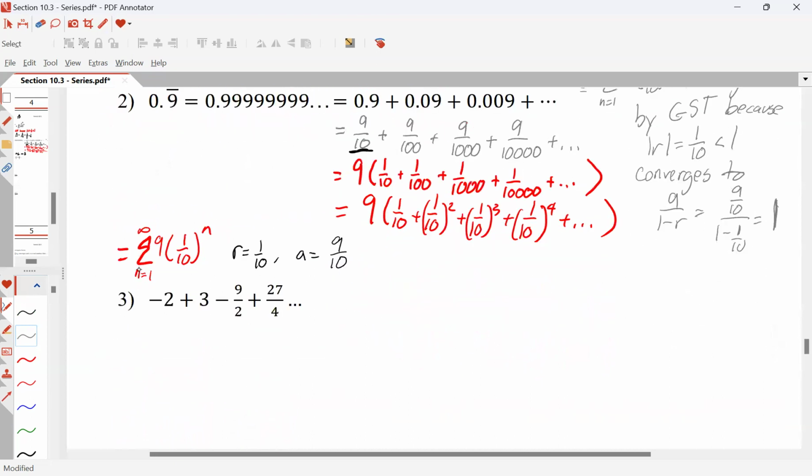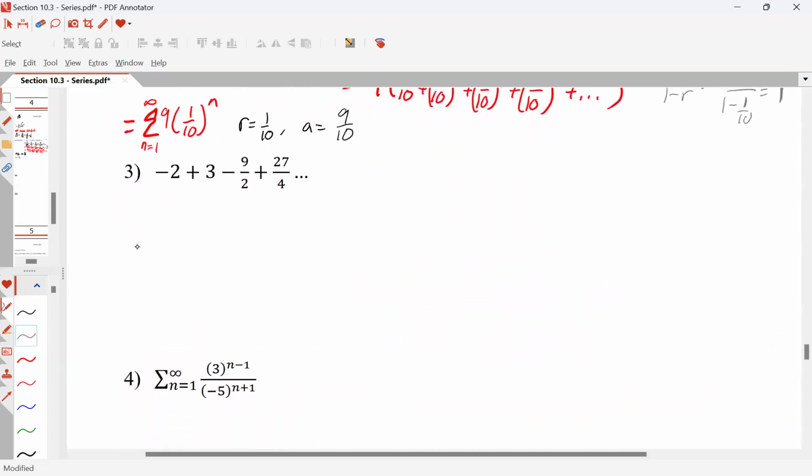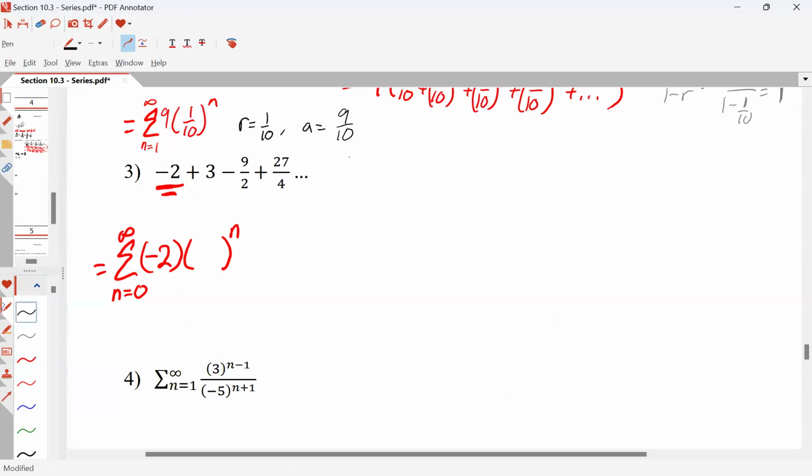Next example, we have another example where we don't have the sequence yet, but with a little bit of work, we can find that out. First, we know that A, our starting term, is -2. So if I do an n equals 0 to infinity of -2 times whatever I'm multiplying by to the n, I will have my series. Second thing is figuring out what am I multiplying by.